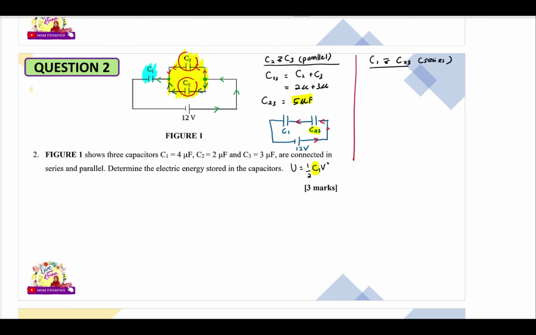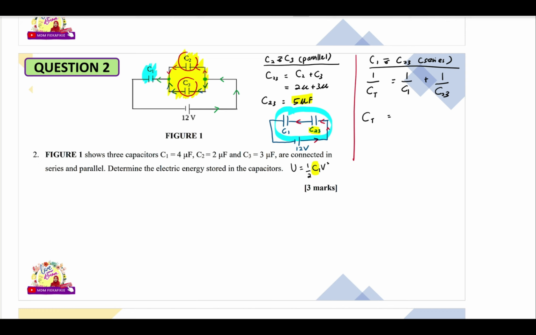Okay, so this time we can combine all the capacitors here. C1 dengan C23, they are in series. So we can use the equation of series untuk capacitor. So kita tahu 1 over C total is equal to 1 over C1 plus 1 over C23. Okay, so kita boleh kira C total.